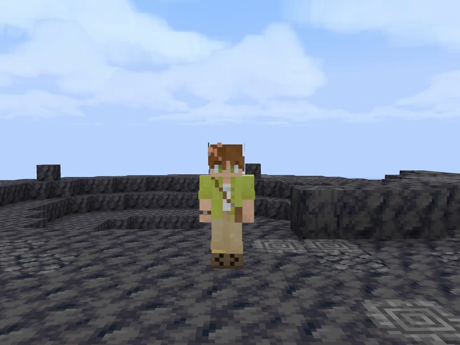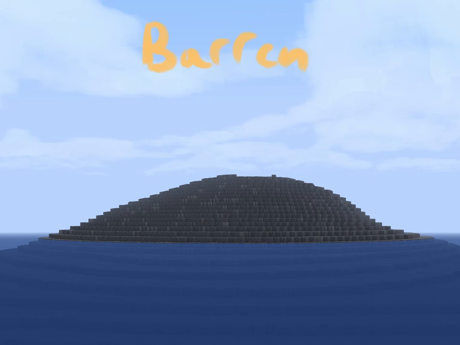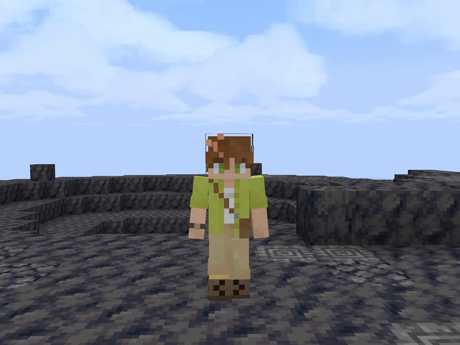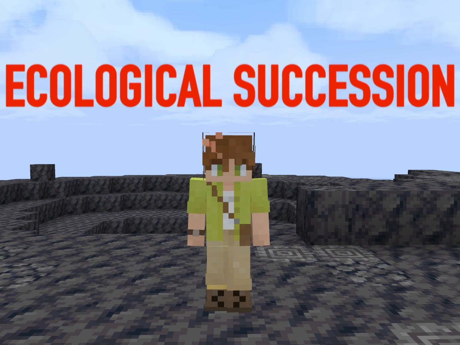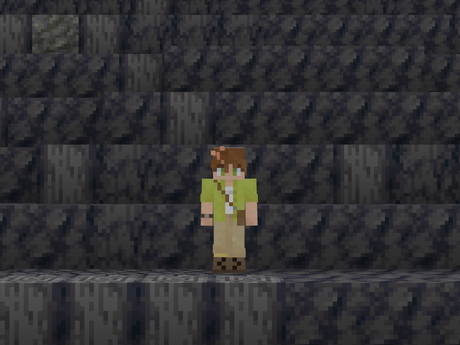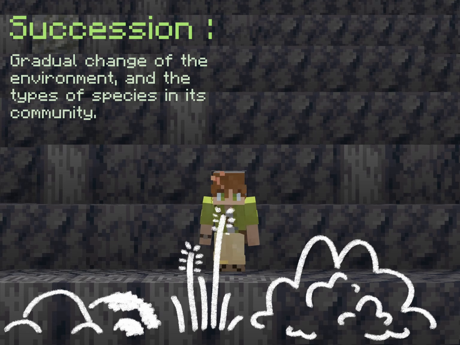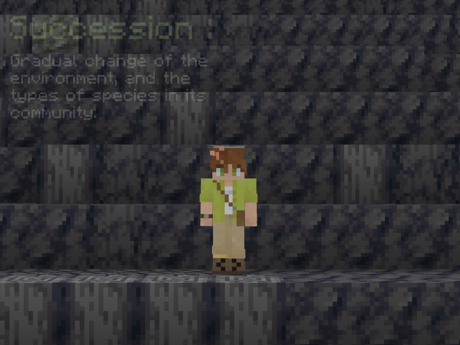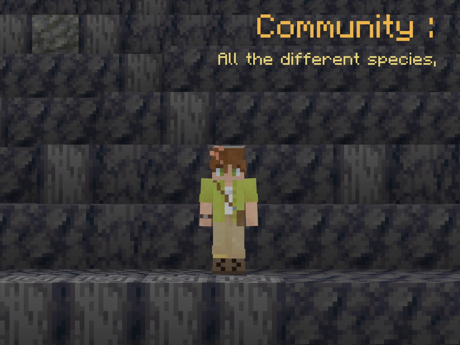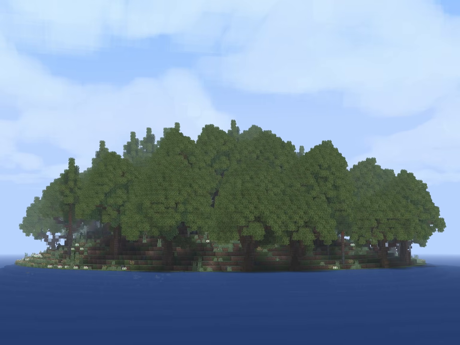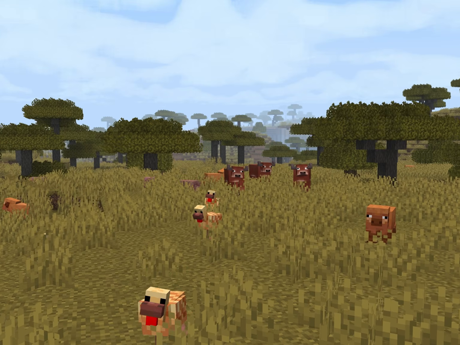In just a couple hundred years, this has turned from a newly formed, barren, lifeless, rocky island into a fully functional forest. How? Well, it's all thanks to something called ecological succession. Succession is the gradual change of the environment and the types of species in its community. If you don't know, a community refers to all the different living organisms in the same habitat at the same time. For example, all the living things on an island, or in a forest, or in a savanna.